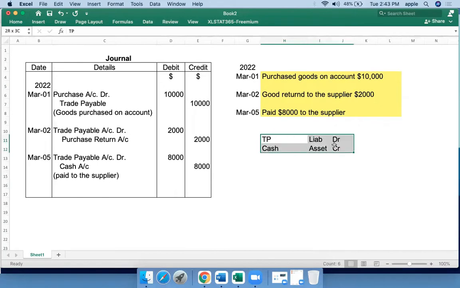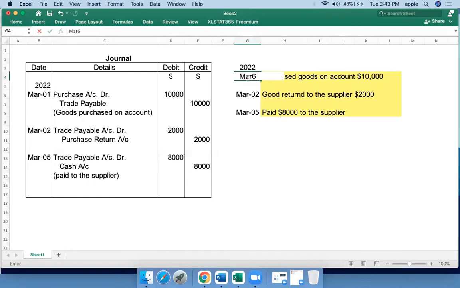You have to solve that in your notebook. Ready? Suppose March 6, sold goods on account, $3,000. Next, March 7.